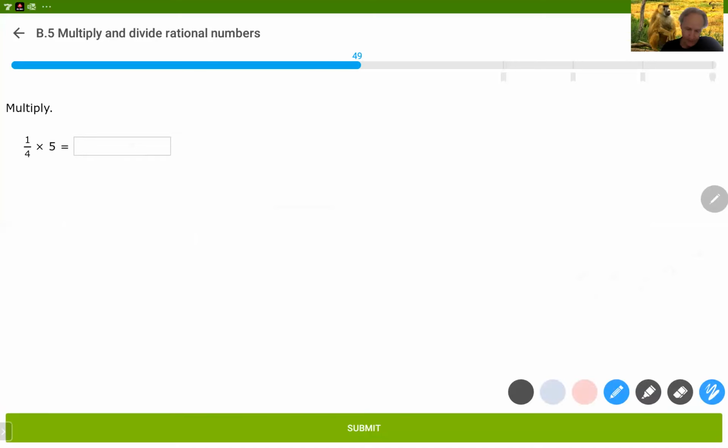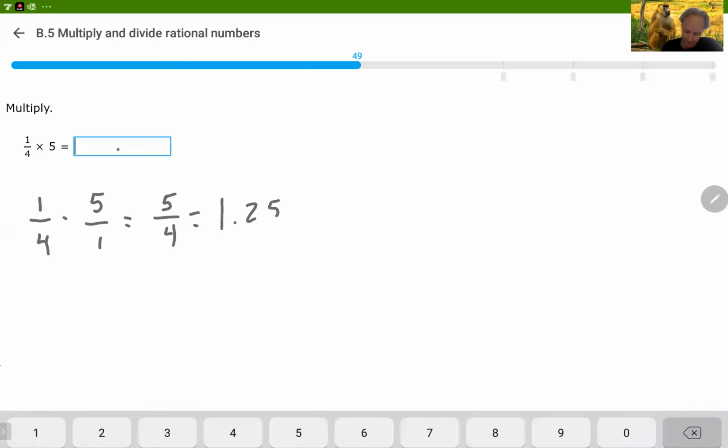One-fourth times 5. 5 is really a fraction. It is a rational number, and we can prove it's a rational number by writing it as a fraction, 5 over 1, and that is 5 over 4. 5 quarters is 1.25, and you can write it either way.